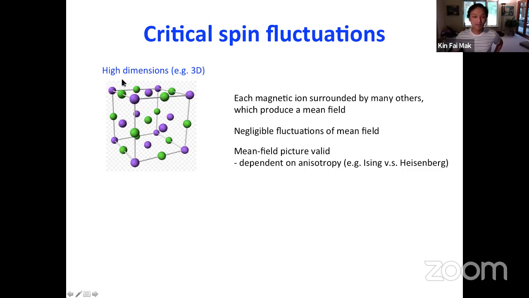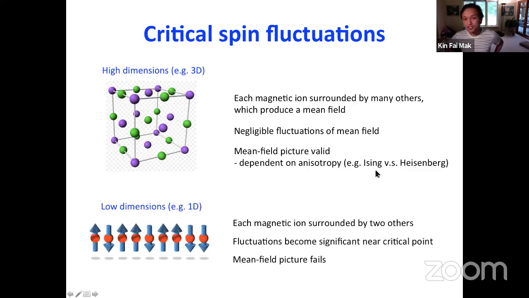As a result of many surrounding neighbors in high dimensional systems, there are negligible fluctuations of the magnetic field from its mean value. So we would typically expect the mean field picture to be correct in high dimensional systems. Of course, the detail still depends on the magnetic anisotropy, whether we're talking about Ising spins or Heisenberg spins.